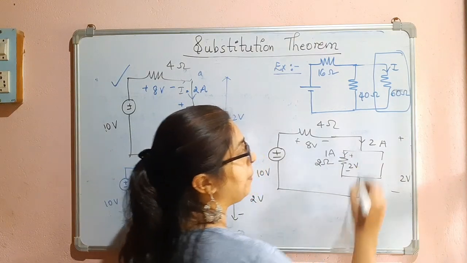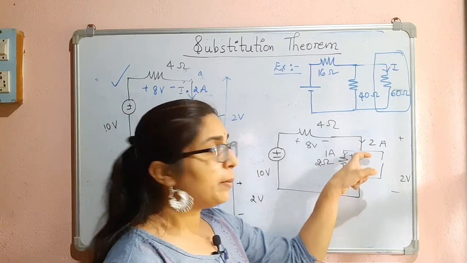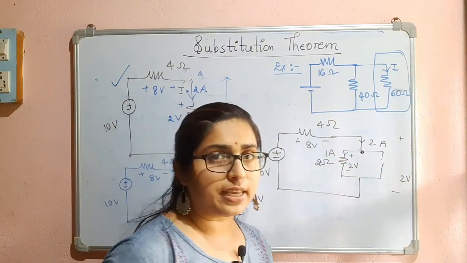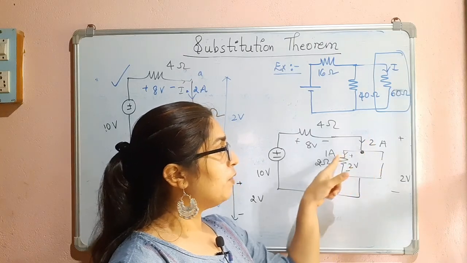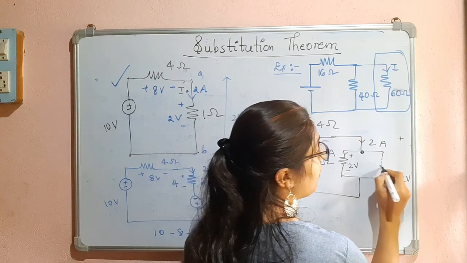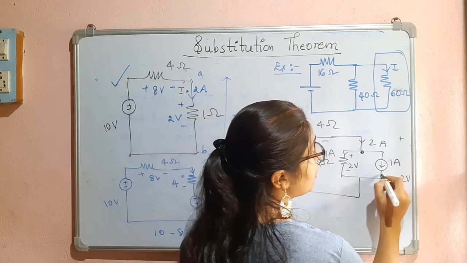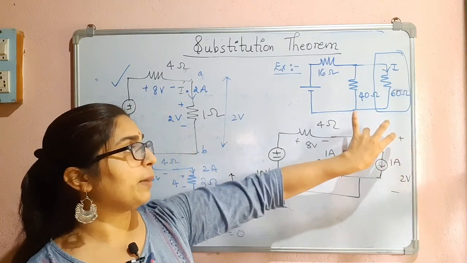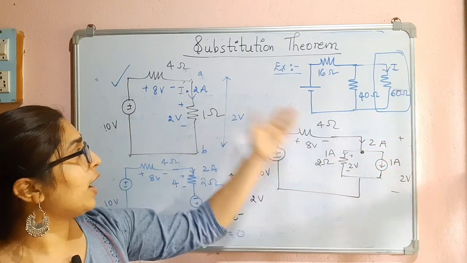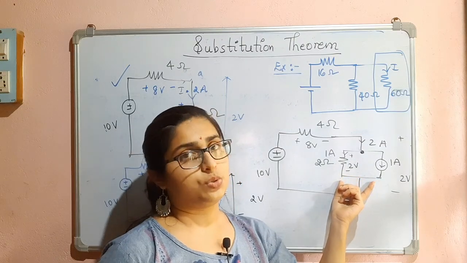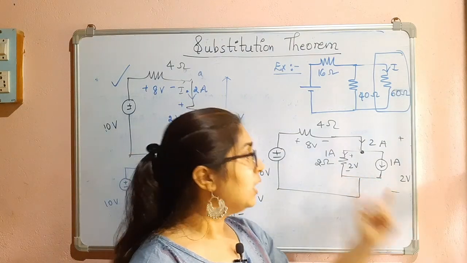So if this is 2 volts, what will be the current which is flowing through this? It is 1 ampere. The incoming current is 2 ampere. So now at this point, if I apply the KCL, 2 ampere is coming, 1 ampere is flowing here. So 1 ampere should flow in this direction. So I will take this as 1 ampere source. Okay, 2 volt is maintained, 2 ampere is also maintained, but now I have replaced this 1 ohm resistor with a practical current source.